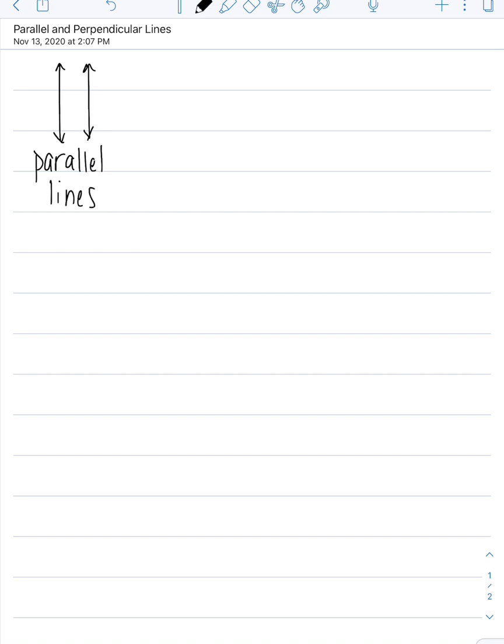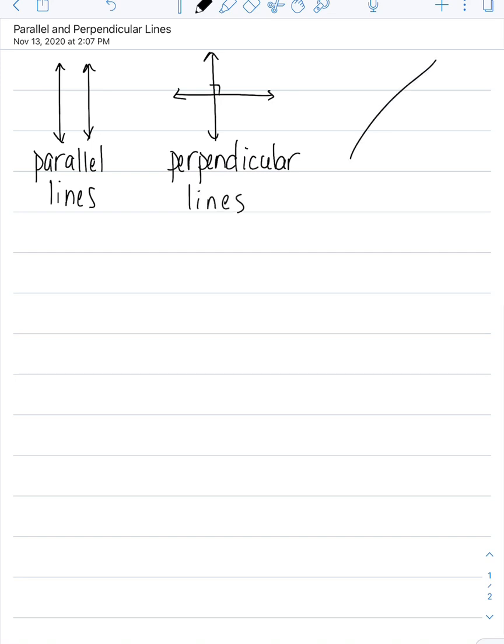And then when we talk about perpendicular lines, we talk about lines that intersect at a right angle. So that's, again, what actual perpendicular lines look like. And then sometimes we just have intersecting lines that don't intersect at quite a right angle. So those are neither parallel nor perpendicular. They just intersect. So I'm just going to write the word neither.